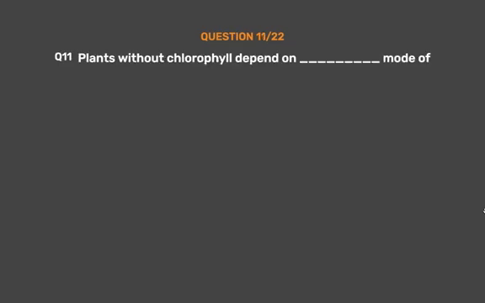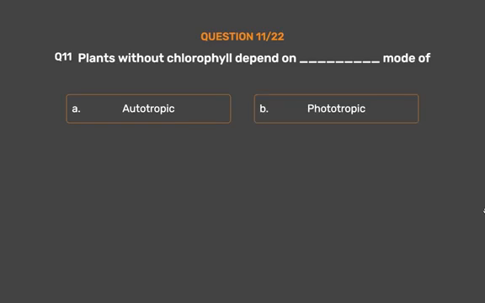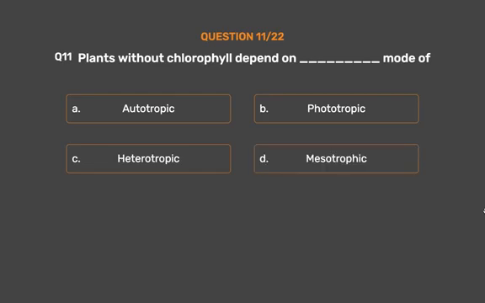Question number 11. Plants without chlorophyll depend on mode of Option A. Autotrophic. Option B. Phototropic. Option C. Heterotrophic. Option D. Mesotrophic.